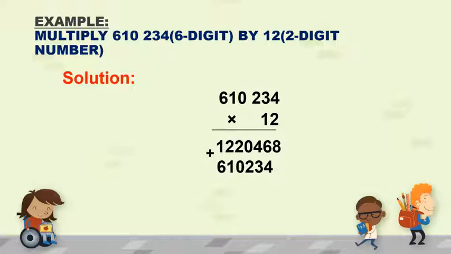And when we multiply a number by 10, we must add a 0 at the right hand side of the number. So you must place a 0 here in this blank space. Now we will do the addition to get our product.